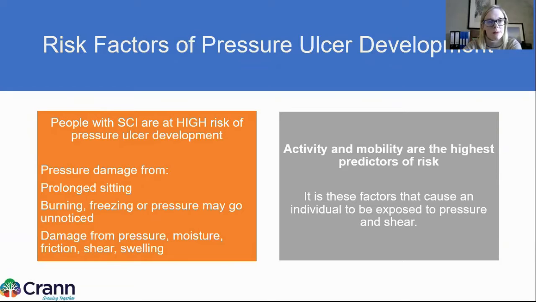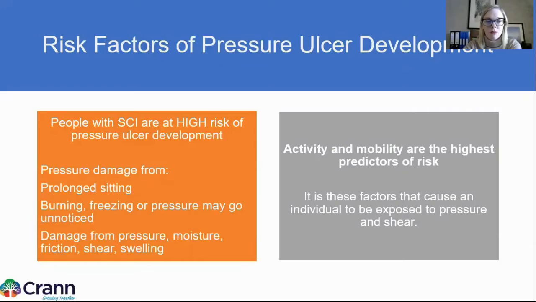So pressure damage is from prolonged sitting, burning, freezing, or pressure that might go unnoticed. Because of lack of sensation or whatever it may be, you may not notice that there's burning. I've had reports of people saying that they've burnt their feet off radiators, or they might drop hot liquid on their laps and not have sensed it. And it's similar with freezing as well in cold environments.